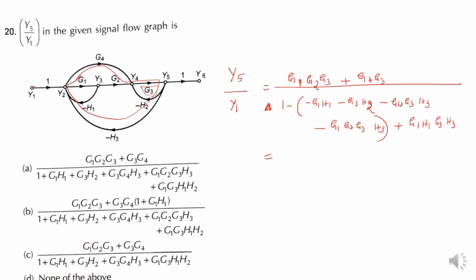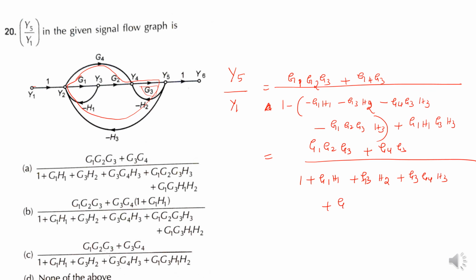Okay, now I am going to find out the answer. G1, G2, G3 plus G4, G3 is the numerator. In the denominator, 1 plus G1 H1 plus G3 H2 plus G3 G4 H3 plus G1 G2 G3 H3 plus G1 H1 G3 H2. So, option A is the correct answer.